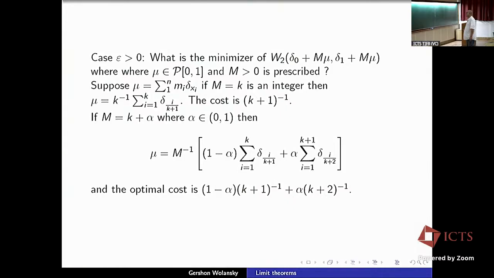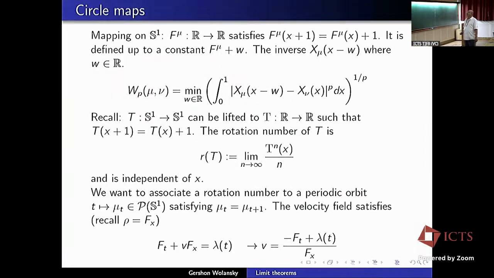Anyway, this is just a thing that we can check by direct calculation. And of course, as n goes to infinity, this measure converges to the uniform measure on the interval between 0 and 1. So to conclude our discussion on the one-dimensional transport, I want to consider a map on a circle.